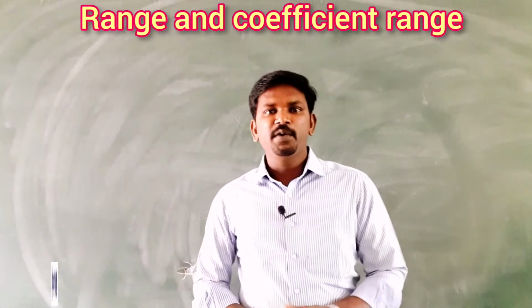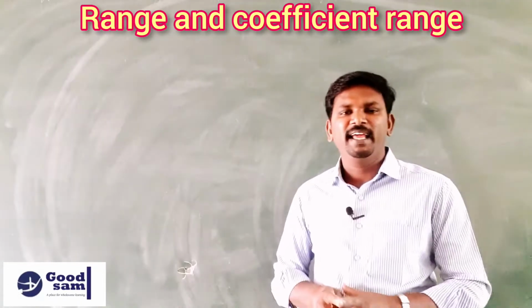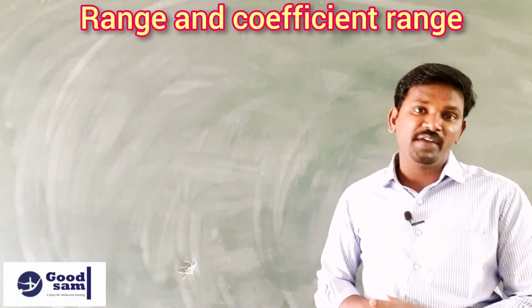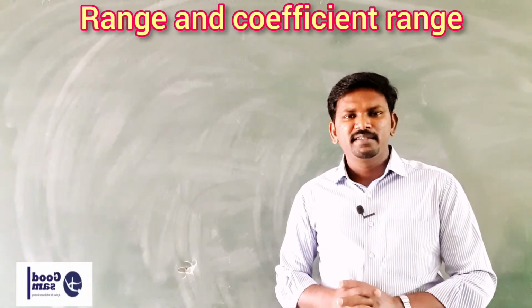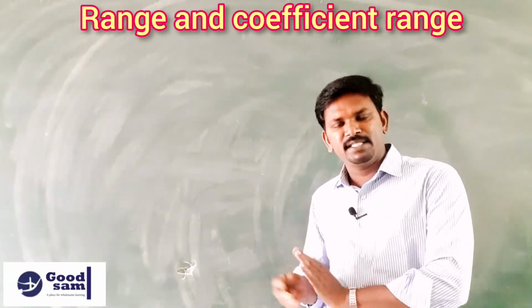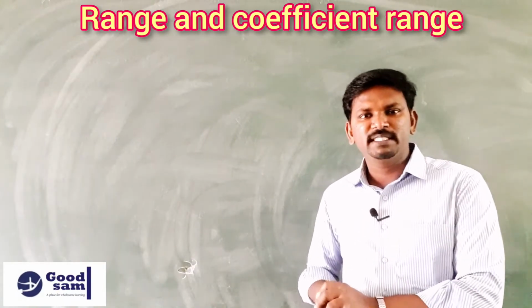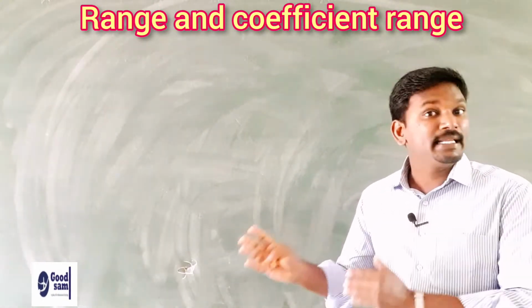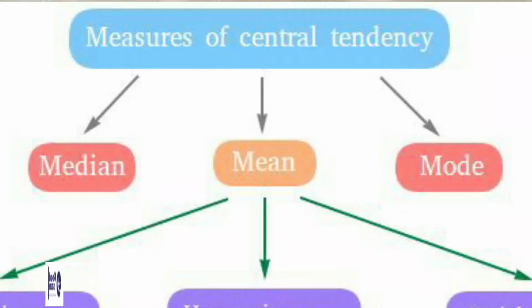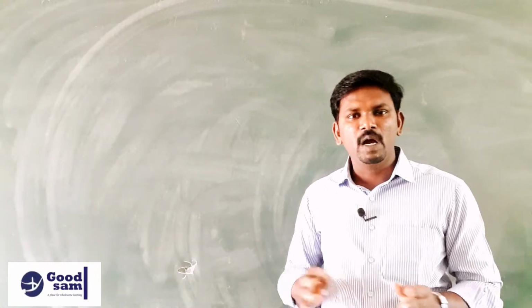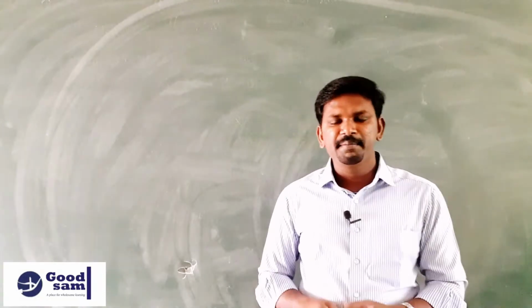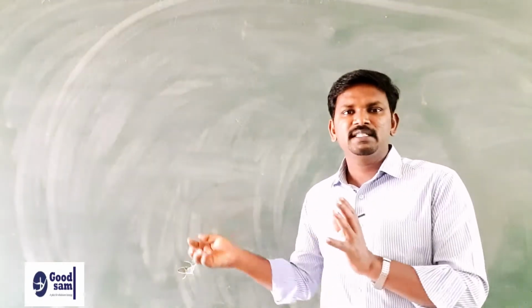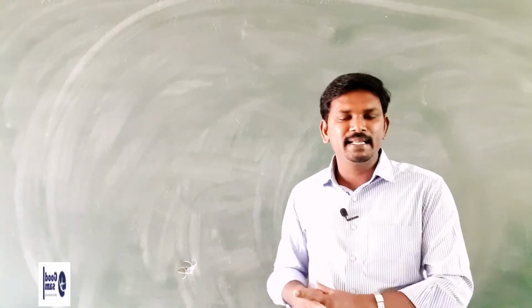Hello students, in this video I am going to explain what is range and coefficient of range. In the earlier classes in statistics you have studied the measures of central tendency, which are mean, median, mode. Mean is nothing but the average of the data, the arithmetic mean. Those three things are the measures of central tendency.